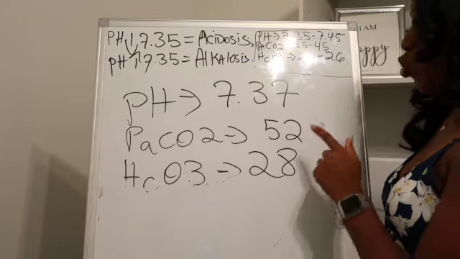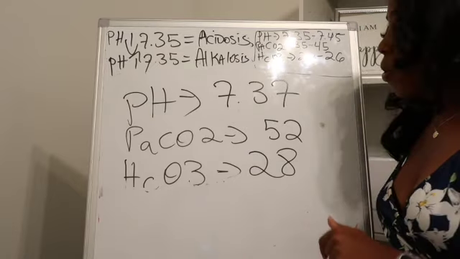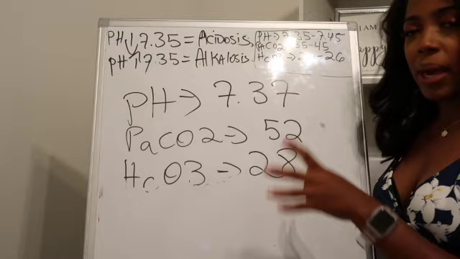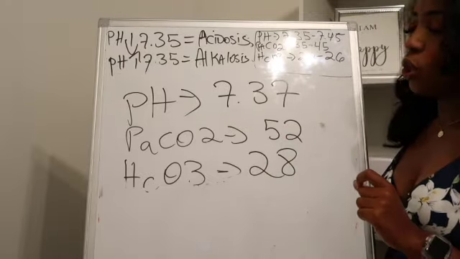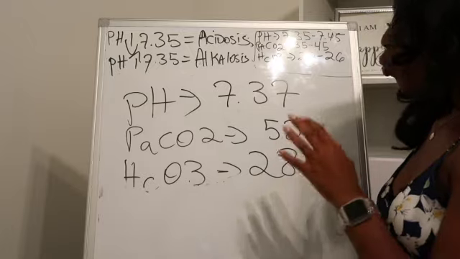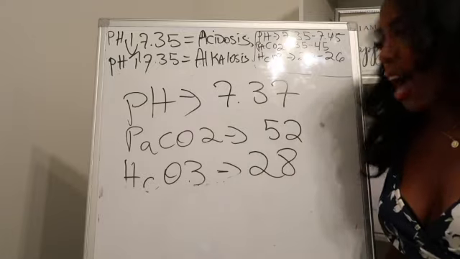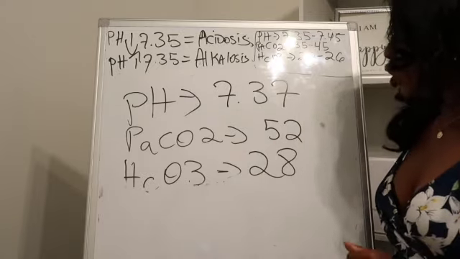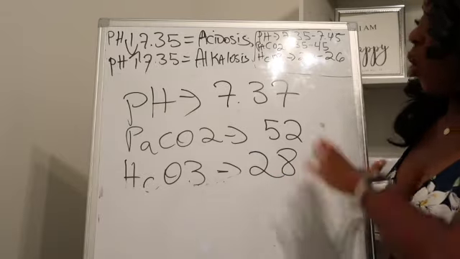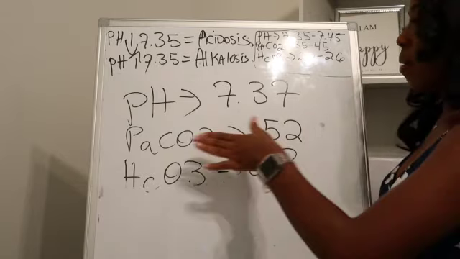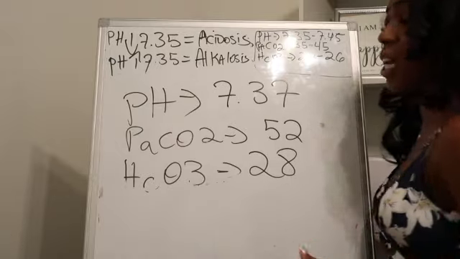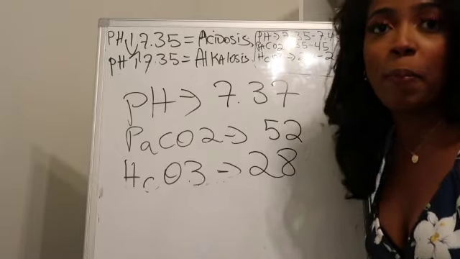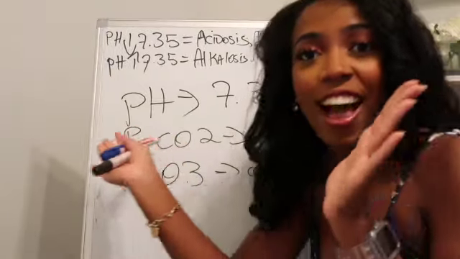HCO3 is 28, okay? Normal HCO3, we match that with basic and metabolic, the kidneys. Normal HCO3 is 22 to 26. 28 is way out of bounds, okay? Too much base. So pH is fine, PaCO2 out of whack, too much acid, too much base. So what is it? We're gonna play pick your side.